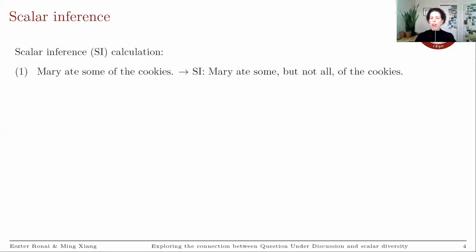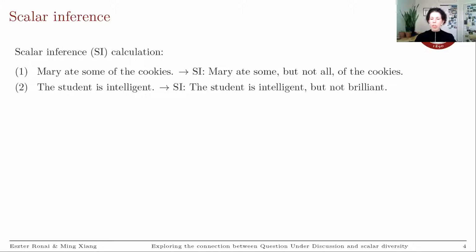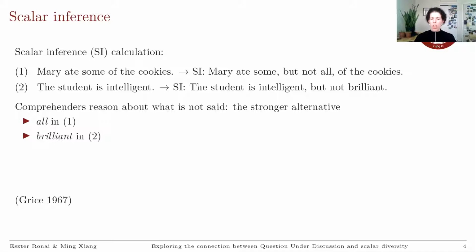The sentence in one, Mary ate some of the cookies, gives rise to the scalar inference that Mary ate some, but not all of the cookies. Similarly, in two, the sentence, the student is intelligent, gives rise to the scalar inference that the student is intelligent, but not brilliant. In both of these cases, we can assume that the inference arises because comprehenders reason about a stronger alternative that the speaker could have said, but because the speaker did not say it, its negation can be inferred. In the first example, it would be Mary ate all of the cookies, and in the second example, the student is brilliant.